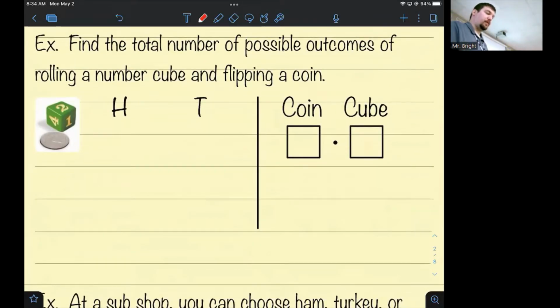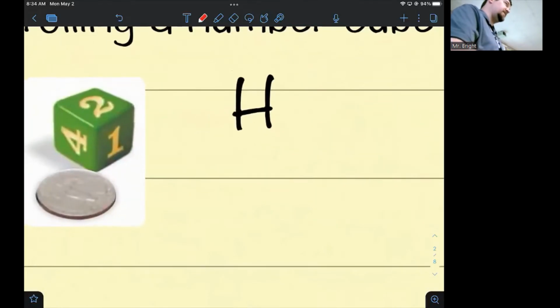Find the total number of possible outcomes of rolling a number cube and flipping a coin. So let's start with the coin. If I want to list the sample space, I would start with H and T. What do H and T stand for? Heads and tails. Okay. When I roll that number cube, I have 6 possible numbers.